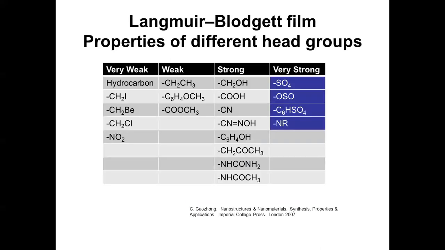So these are some properties of different head groups. If we take a look at the different heads, we can describe the strength of them as a relative amount of energy. In the columns, we have weak, strong, and very strong. That comes from one of the books that we use in the course, listed below, Nanostructures and Nanomaterials, from 2007. I think there's actually an updated version. I'd have to find it here on my desk, but I think there's a newer version from a little bit later, 2011, 2013 or so.